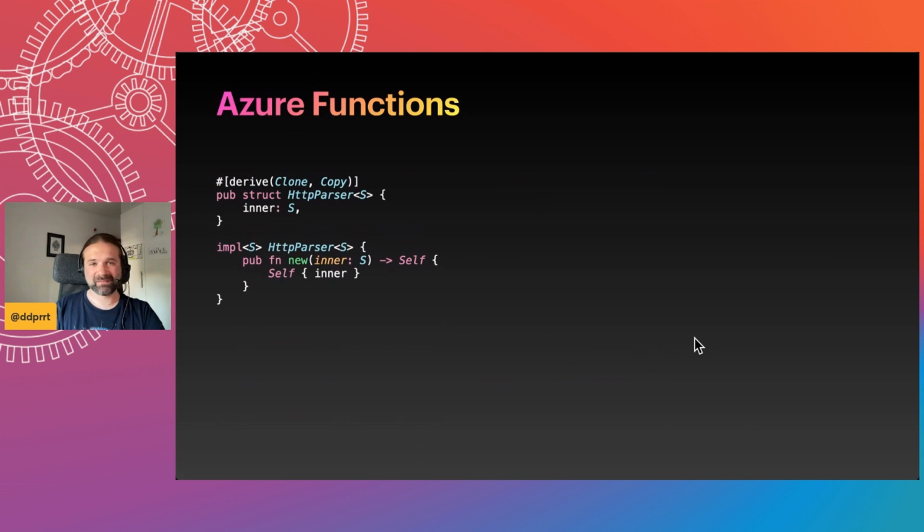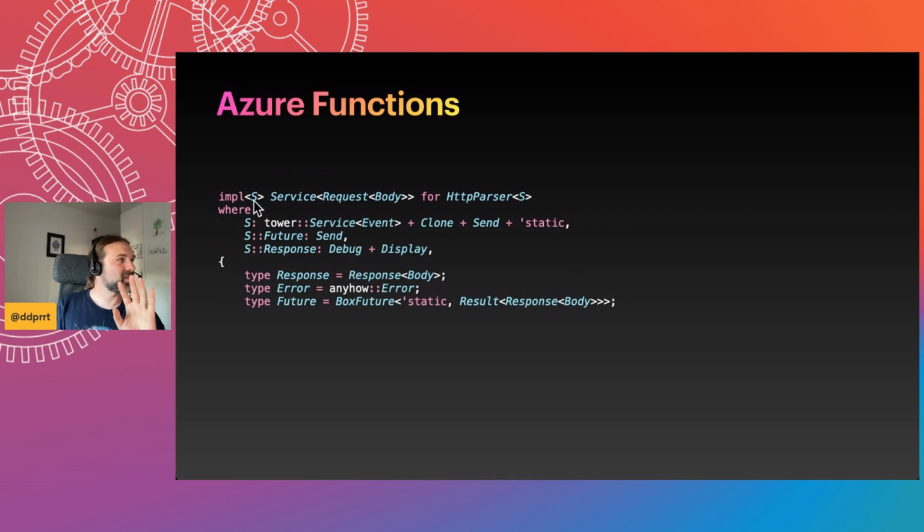Now for Azure Functions. I'm writing an HTTP parser because it's not only for Azure Functions, but basically for every HTTP server, which is nice. Same thing. Again, I could possibly write a macro. I wrap a service inside the HTTP parser. However, it gets much more interesting when I look at the types that I need for implementing the service.